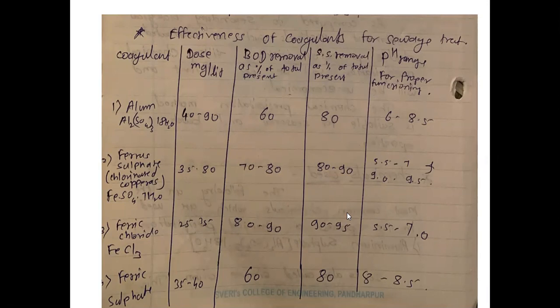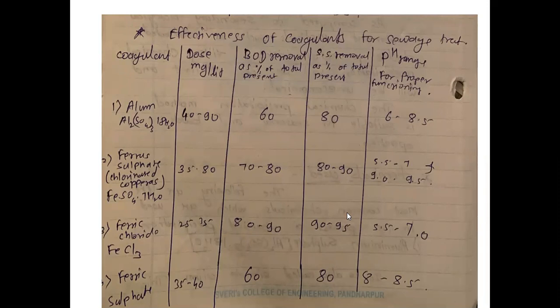Simultaneously, please copy this. The first column is the name of the coagulant, then the amount of dose being applied in milligram per liter, then BOD removal in percentage, then suspended solids removal in percentage, and the range of pH in which that particular coagulant will function effectively.